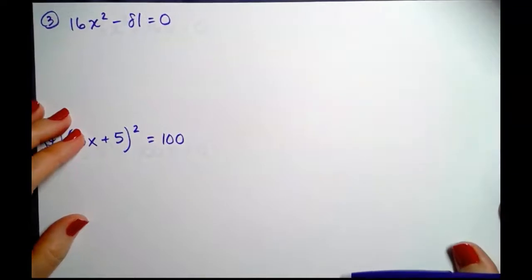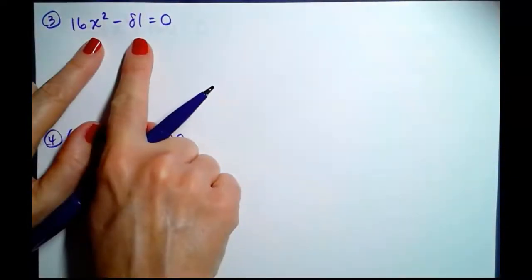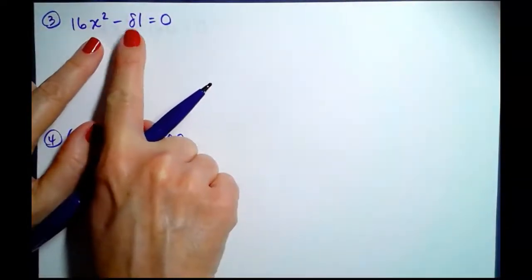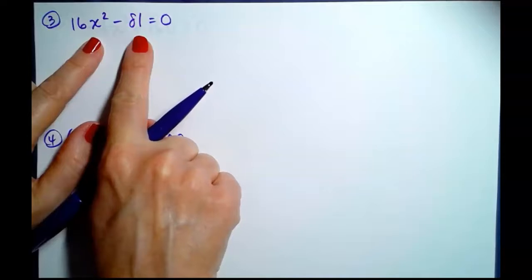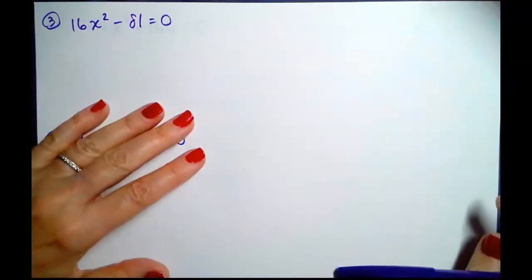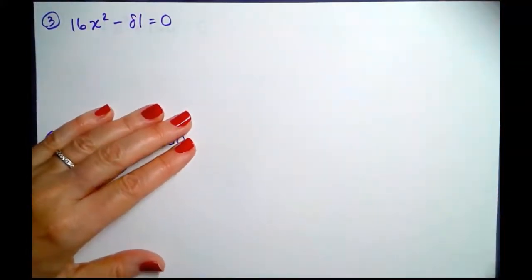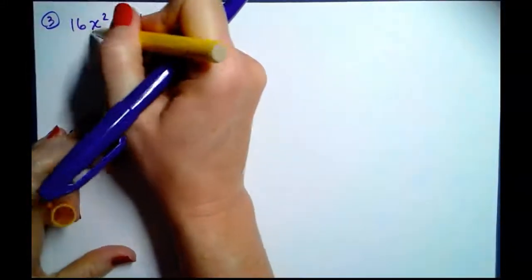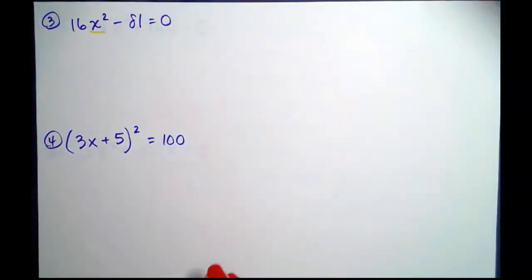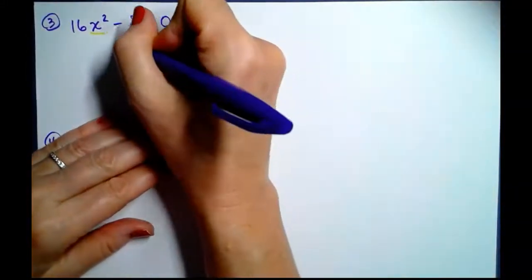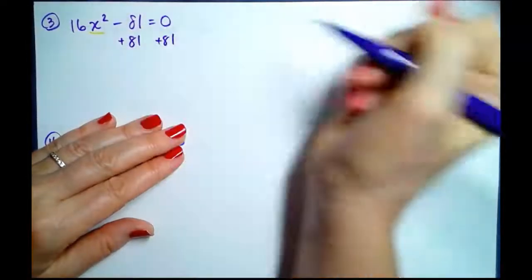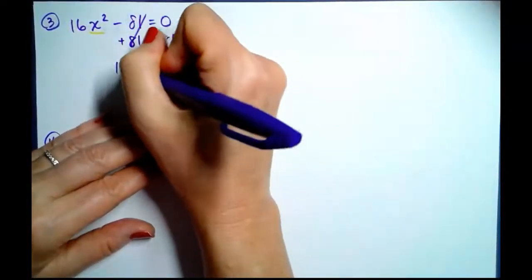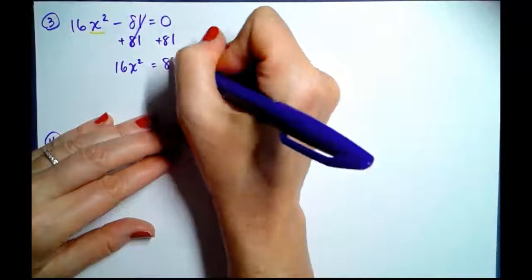3 and 4. Number 3 only has 2 terms. And this second term does not have an x value. That's the helpful hint to know that you can solve this by the square root property. So to solve using the square root property, we want to isolate the squared term. Well, there's the squared term. We need to get it by itself. So I'm going to start by adding 81 to both sides, which gives me 16x squared equals 81.